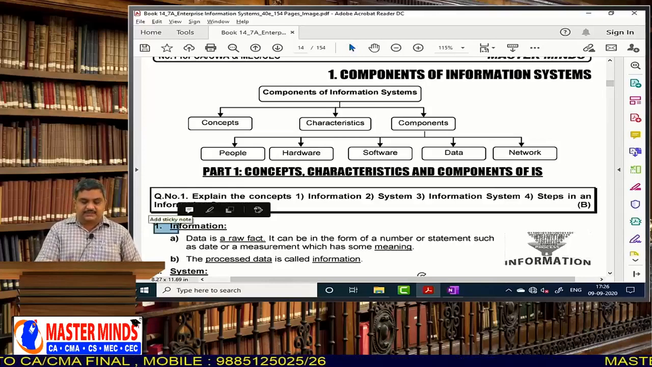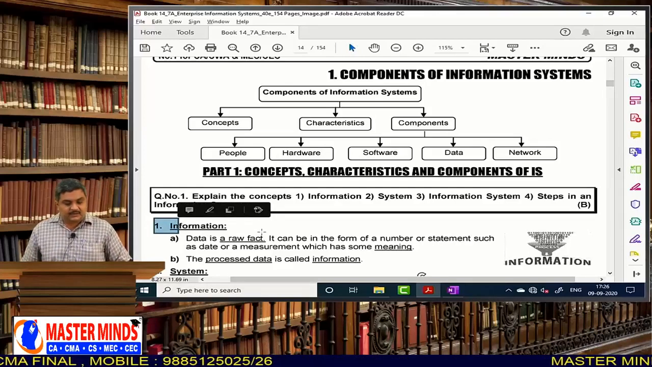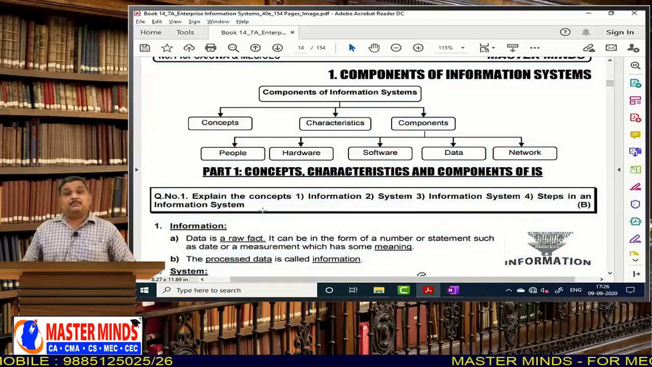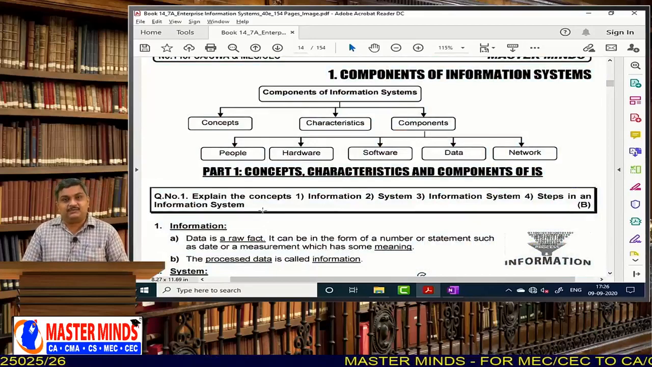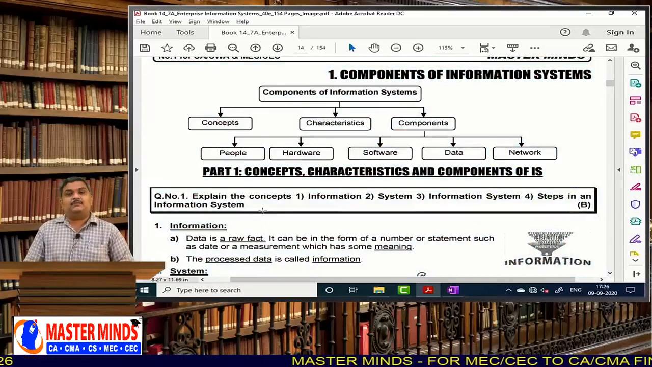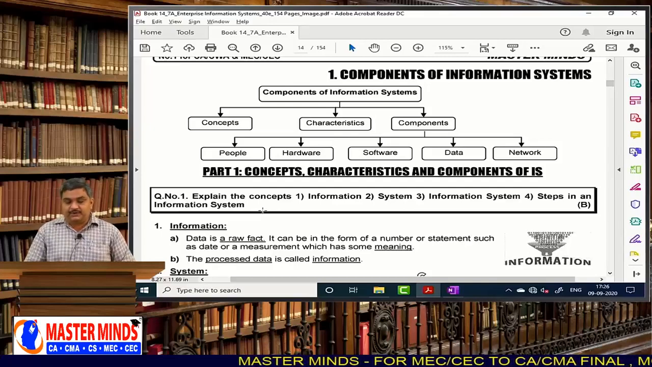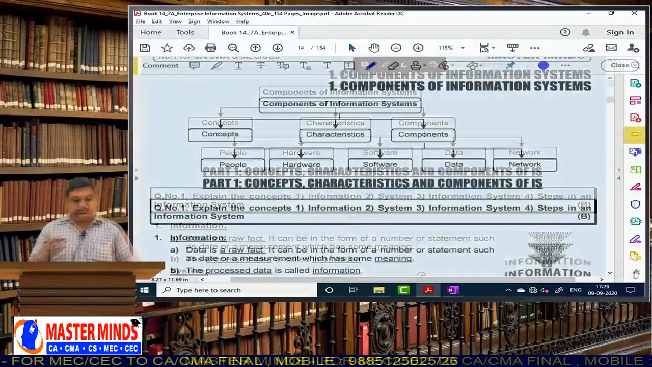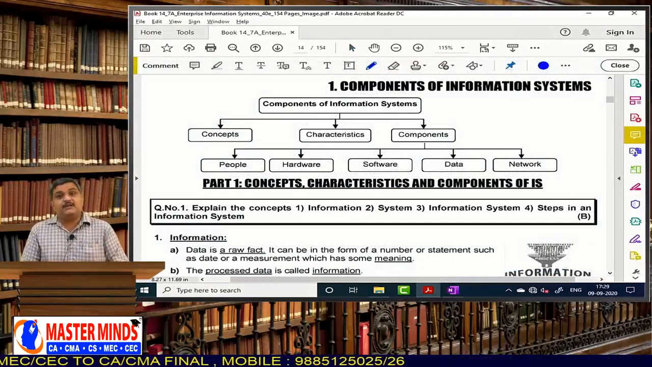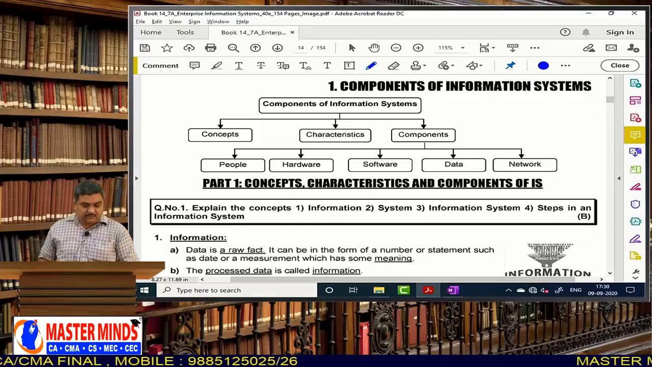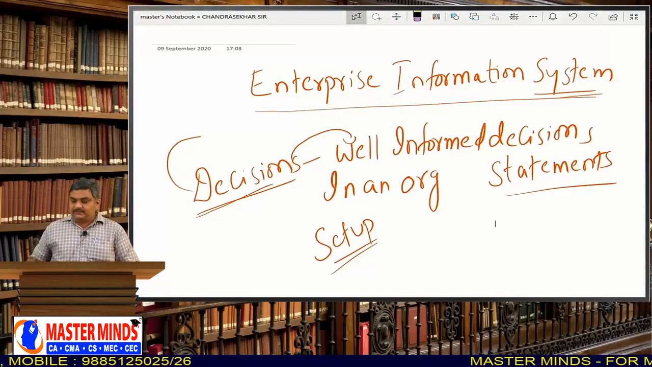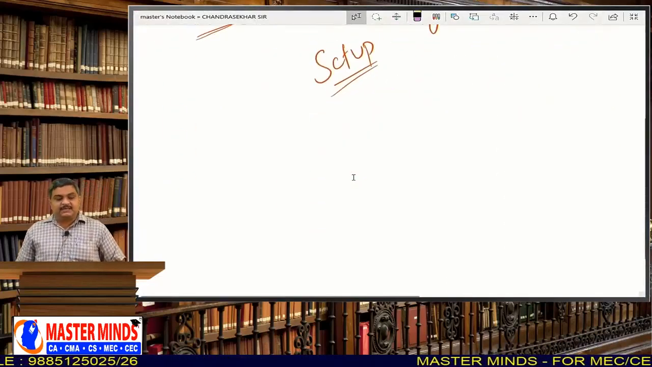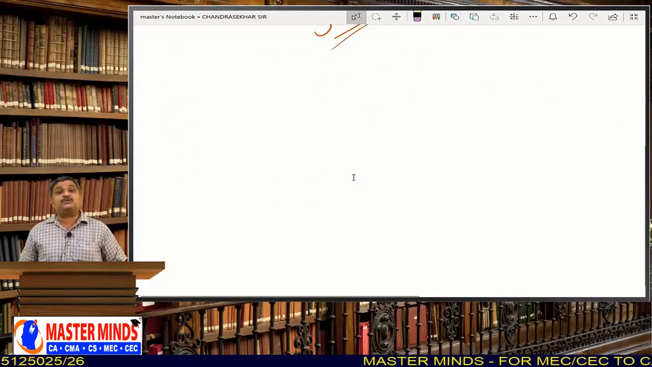Okay, at first, what is information? Before knowing about information, you have to know what is data. That is the most important thing you have to understand. Now, the term information should be understood properly. Now let us try to understand what is information. Generally the basic definition is that information is processed data.